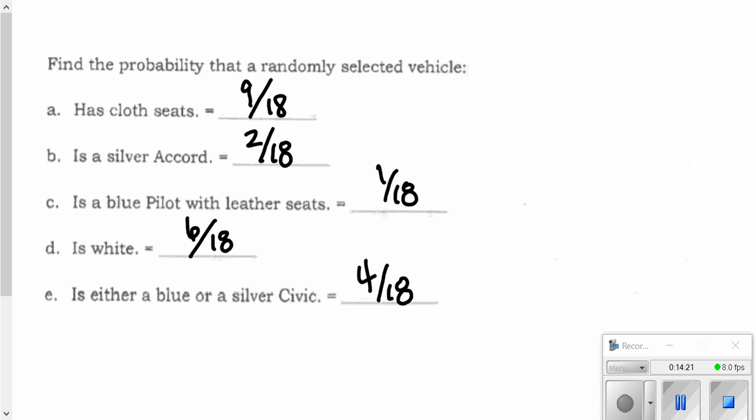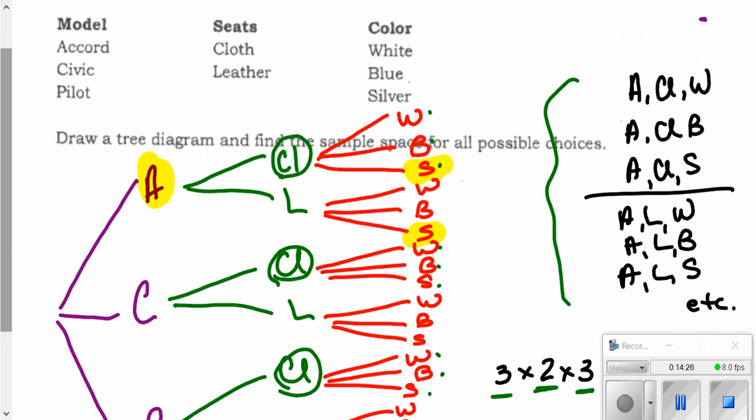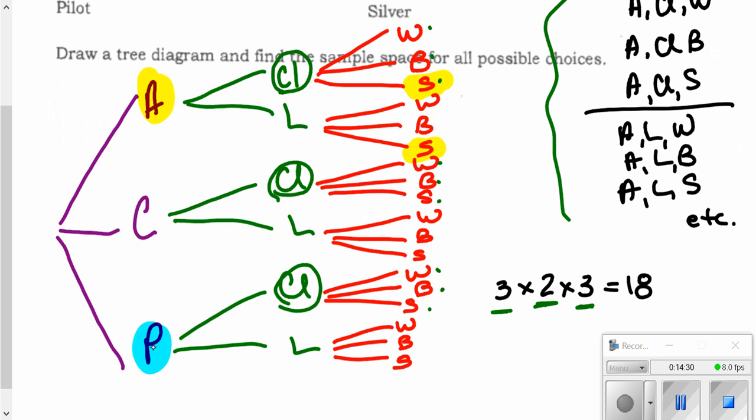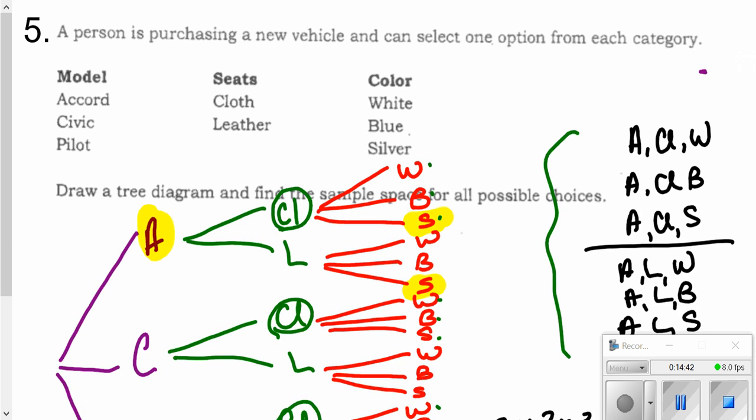A blue Pilot with leather seats. Now that's very specific. So a blue Pilot, so here's Pilot, and blue and leather. That's only 1 car, right? Up here, the blue would be attached to the cloth seats. So that's just 1.